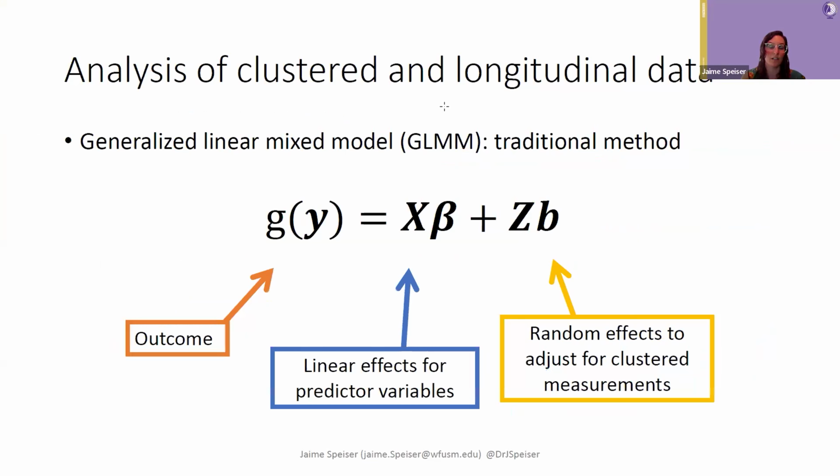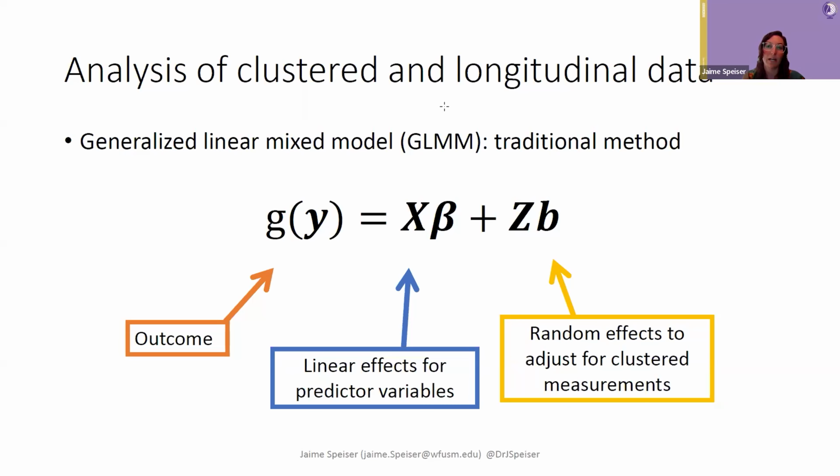You'll probably also remember that a typical way that we analyze clustered and longitudinal data is using a generalized linear mixed model. Here we have our outcome Y, which is connected by a link function G to our linear effects for predictors. And then we also have random effects, which can then adjust for the clustering or correlation in our data.